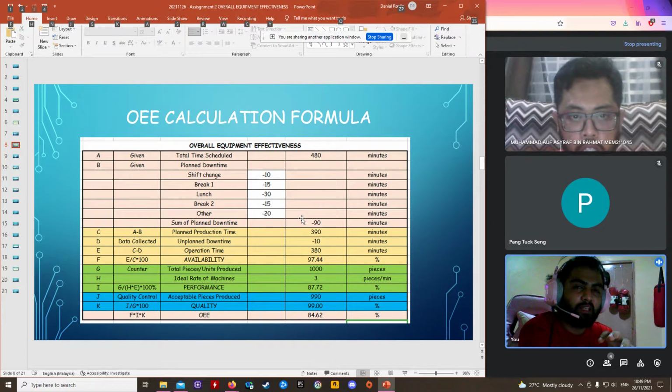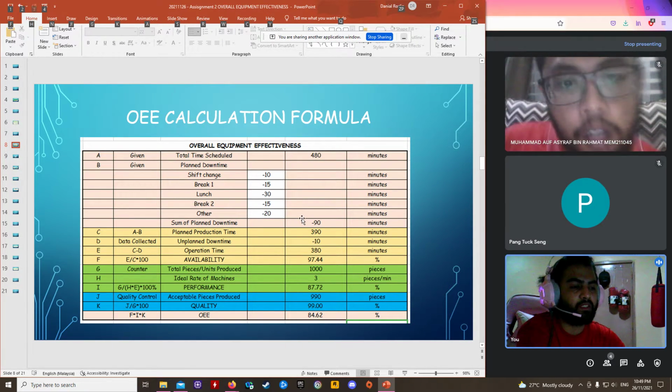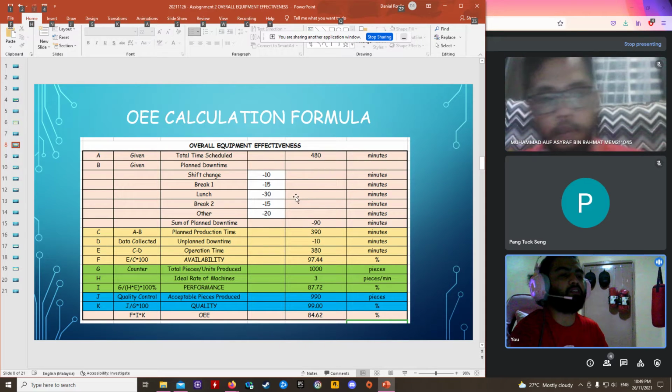And the third and last factor is the quality factor. So what is the acceptable or non-defective product that we produce, which is 990 pieces. So we have 10 of the products that we produce that are defective. So we calculate that based on the percentage, we can get 99%. So from there, we already have the availability factor, the performance factor, and the quality factor. We can just multiply them to get the OEE, and we get 84.62%.